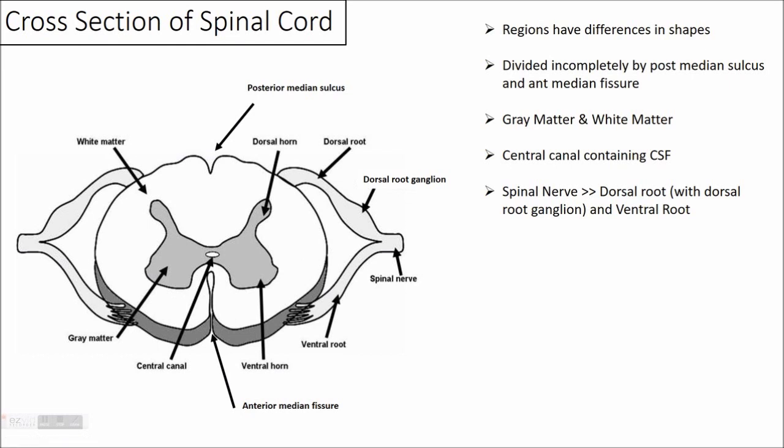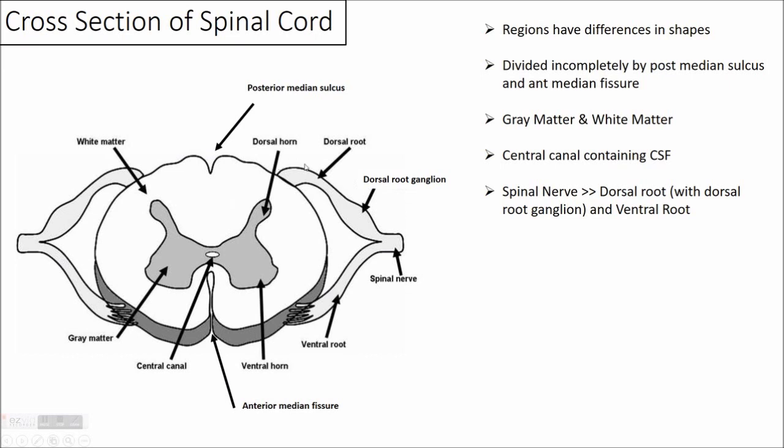The gray matter tends to have the cell bodies, axon terminals, and dendrites, and the white matter contains myelinated axons and their support cells. Now in the middle of the spinal cord, as you can see here, there's a bit of a hole. That is the central canal, and that contains cerebrospinal fluid, which is the fluid that flows around the central nervous system.